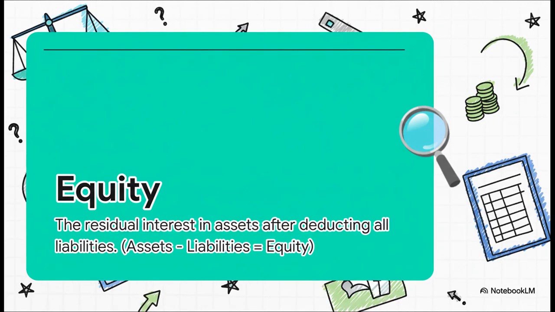Equity is pretty simple. It's what's left over. It's the residual interest in the company's assets after you've paid off all of its liabilities. And there it is, the most famous equation in accounting, right on your screen. Assets minus liabilities equals equity. It's the owner's claim on the business.